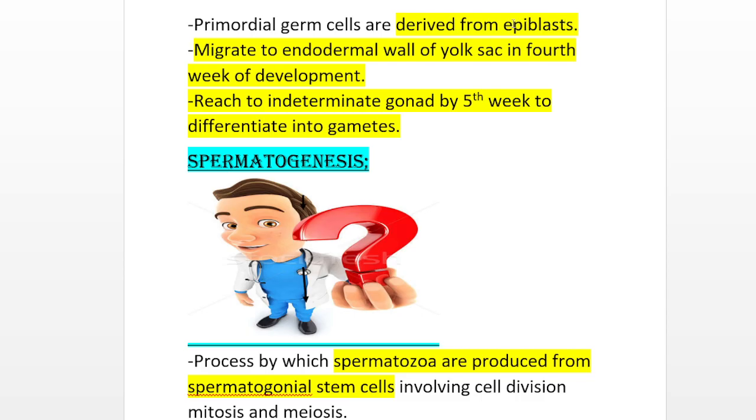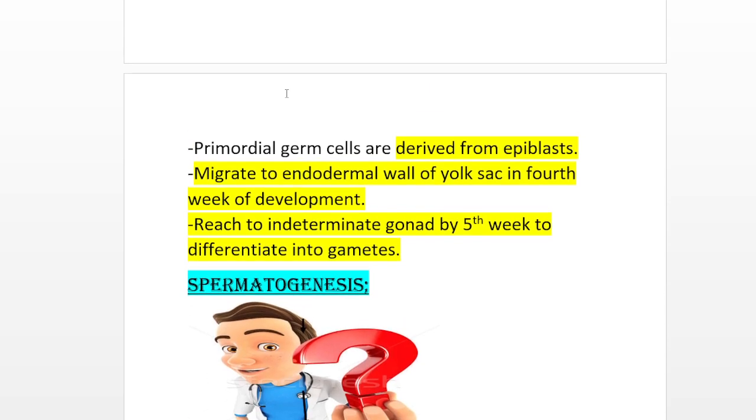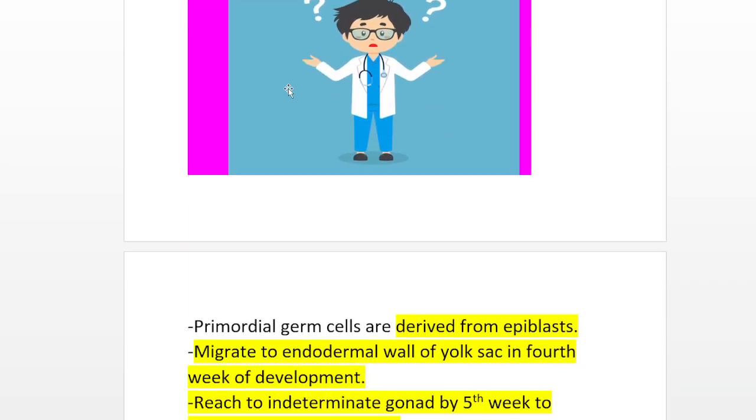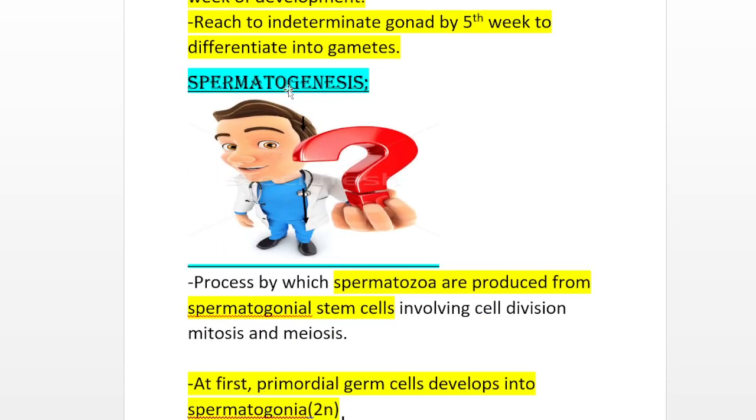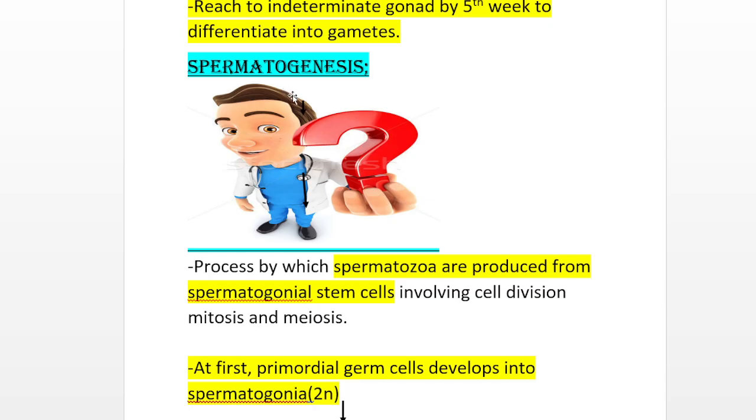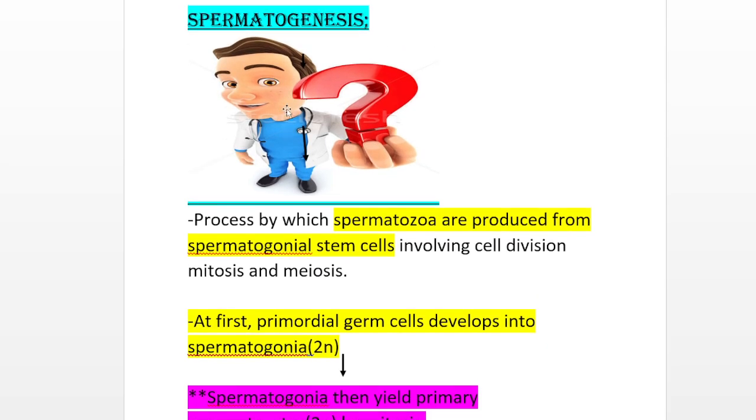During the development, migration of mesenchymal cells from the epiblast occurs. These cells migrate to the endoderm of the yolk sac in the fourth week of development, and finally reach the indeterminate gonad by the fifth week to differentiate into gametes. So this is all about the primordial germ cell from which the gametes are derived. Now, without any delay, we'll study spermatogenesis.